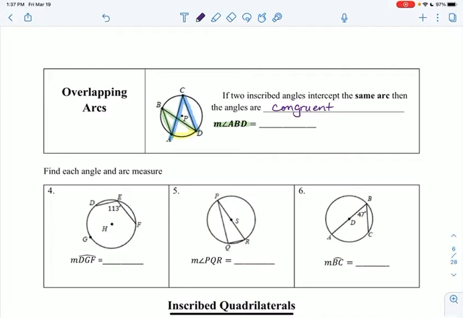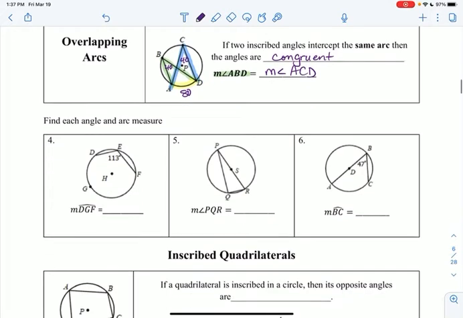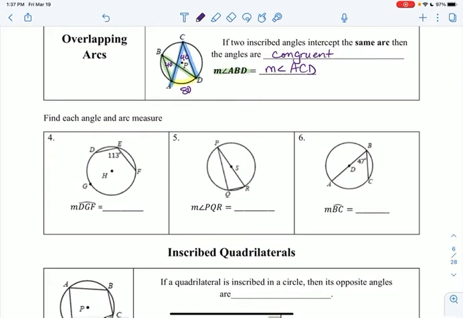So basically, if they have the same intercepted arc, then those two angles are going to be congruent to each other. Because think about it, if I told you this arc was 80 degrees, the rule is both those angles, the blue angle and the green angle, are both inscribed angles. They would both be half of that arc. All right, let's try some quick problems here.